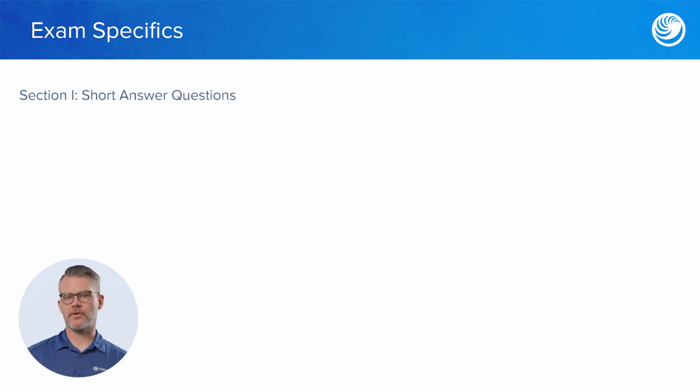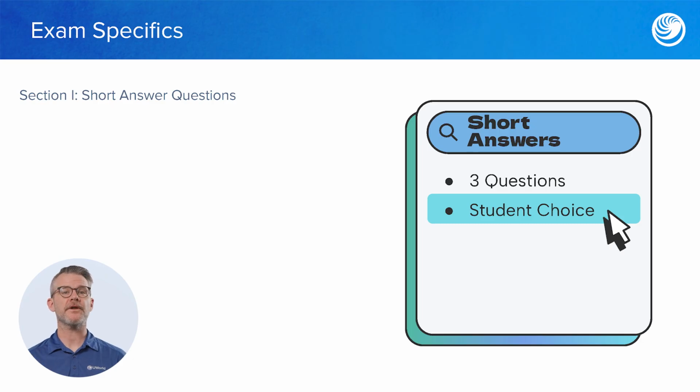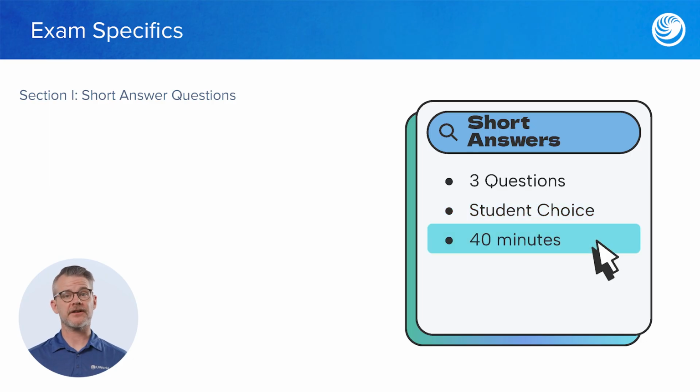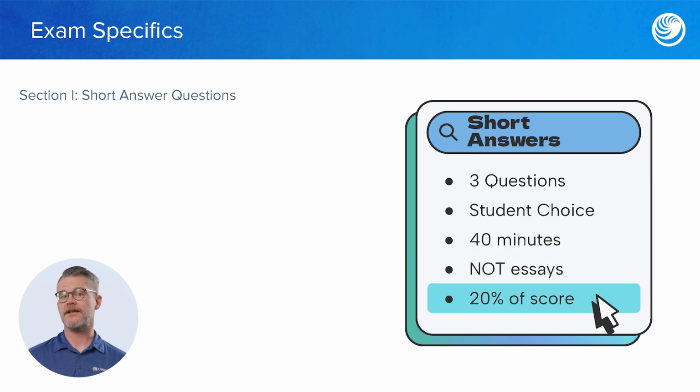Next, the short answer questions, or the SAQs. These often play to students' strengths. There are 3 questions total with 3 tasks, A, B, C, and students have 40 minutes to complete all 3. They're concise, very structured, and they don't require a full essay and are worth 20% of the overall exam score.